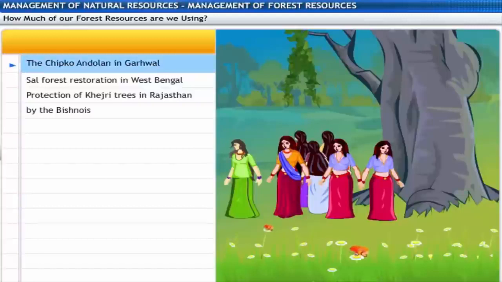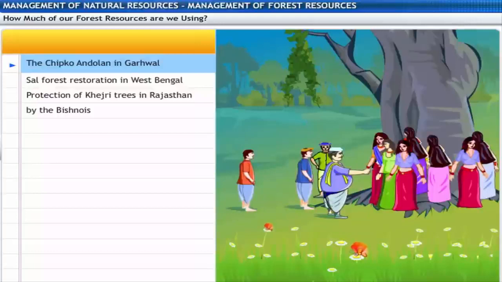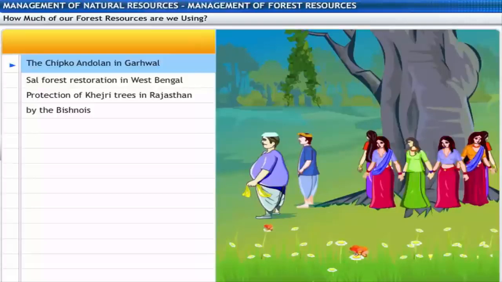The Chipko Andolan, the Hug the Trees movement, was the result of alienation of people from their forests. This movement originated in the 1970s in a village called Reni in Garhwal, high up in the Himalayas. There was a dispute between the local villagers and a contractor who wanted to cut trees in a forest close to the village. As the contractor's workers reached the forest, the women of the village wrapped themselves around the tree trunks, preventing the workers from cutting the trees. Thus, the contractor had to withdraw.